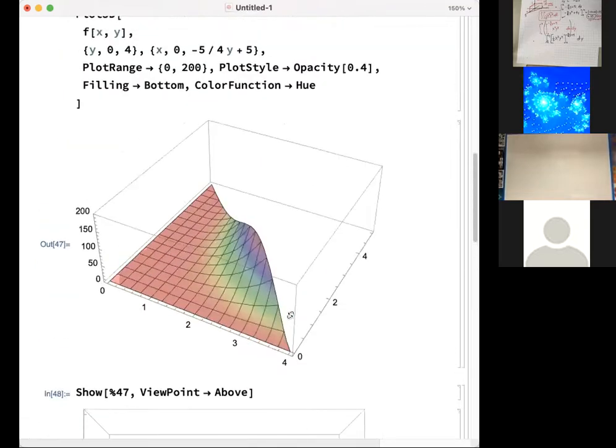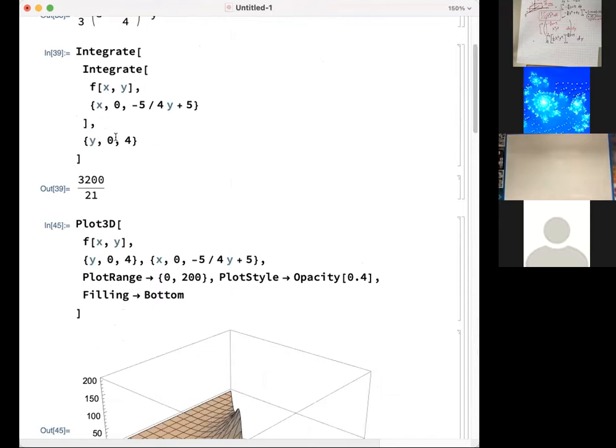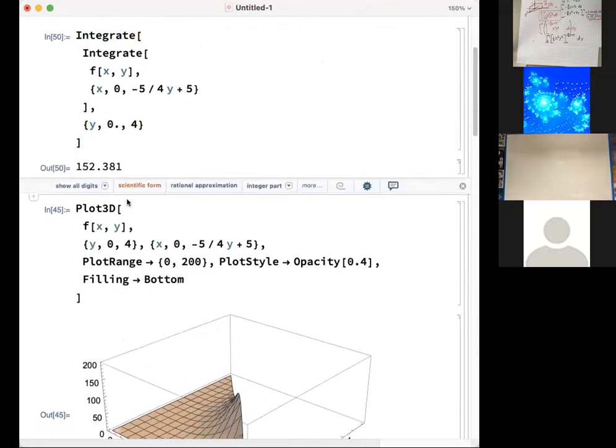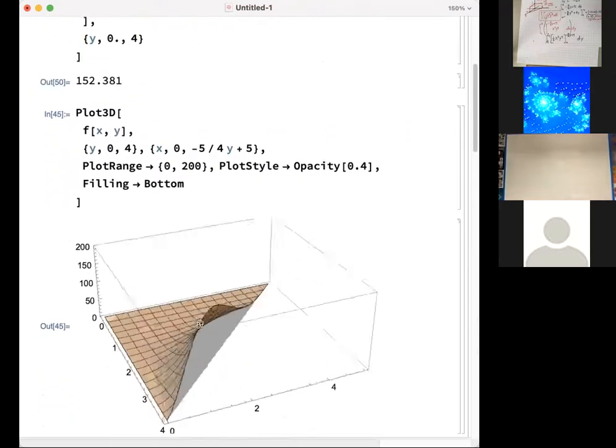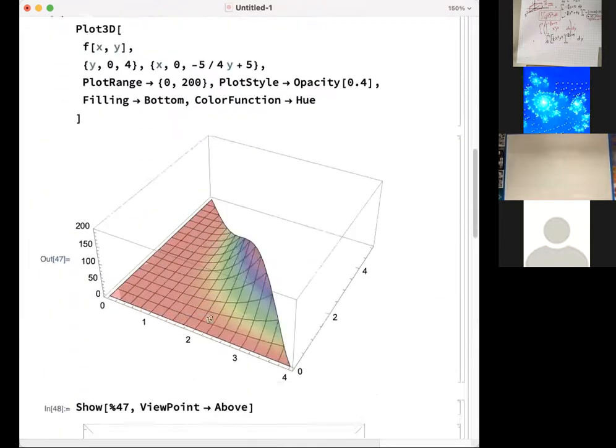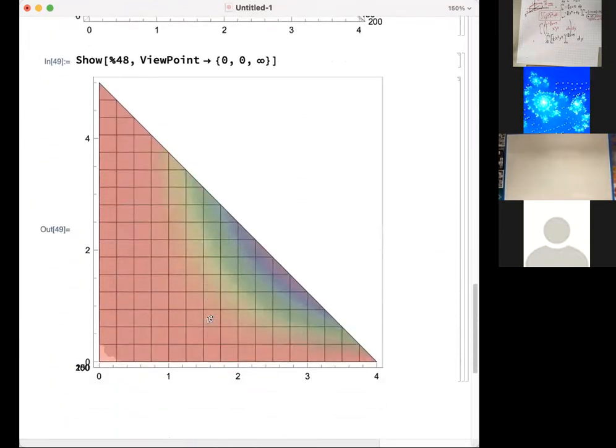And now, what does the 152 mean? Does the 152.381 mean the volume of this cute mountain? Or does the 152.381 mean the mass of this Christmas cookie? See, now you have the freedom to do both. This is really, really powerful. Now, the trick was, in some sense, describing the limits of integration. And so this is going to be the challenge for you as I release you today.